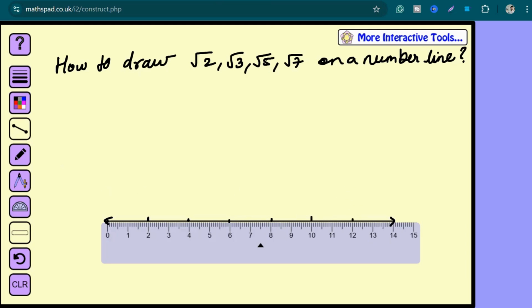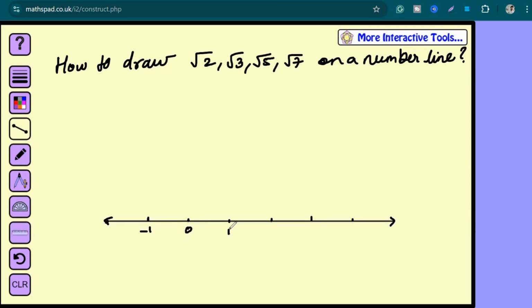Okay. So after marking the point, we have -1, 0, 1, 2, and 3, so that it looks like a real number line. Now from 0 to 1, take that as 1 unit. You can use the scale, and from here you draw the hypotenuse.